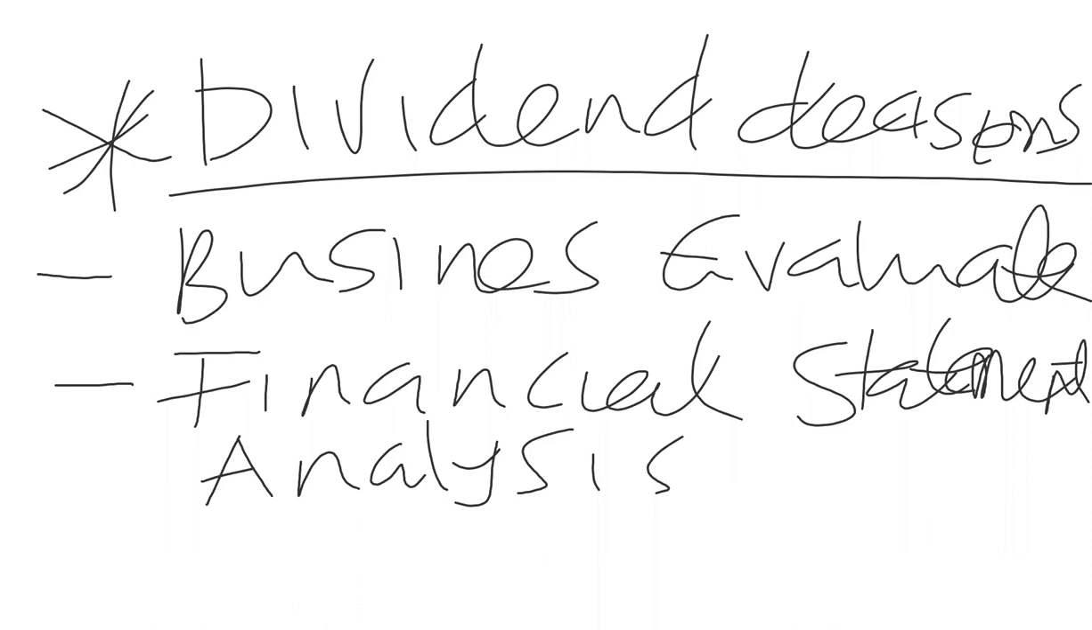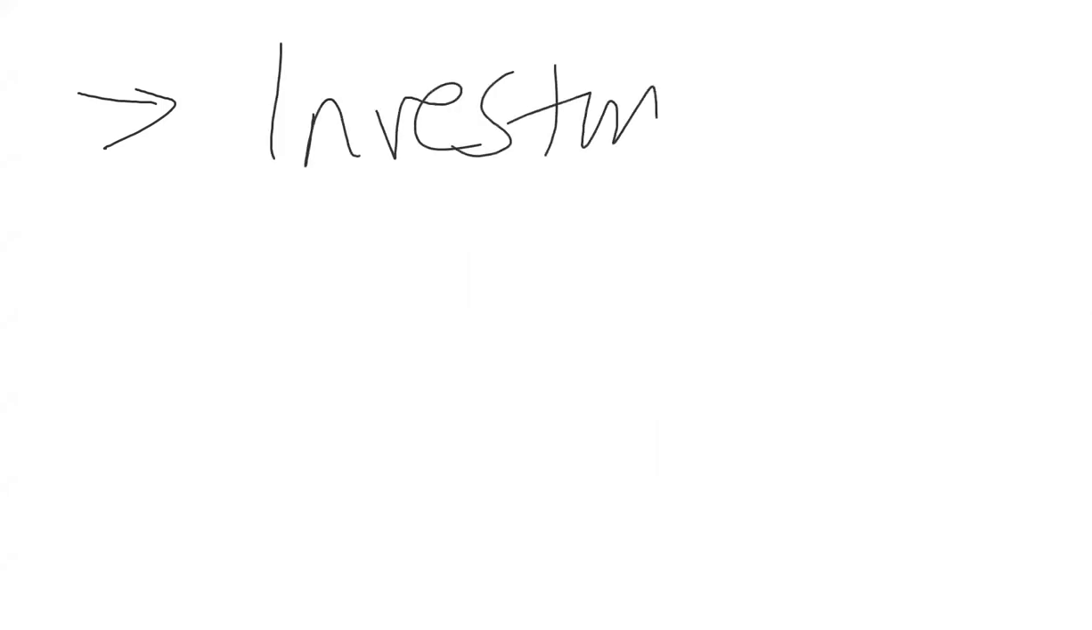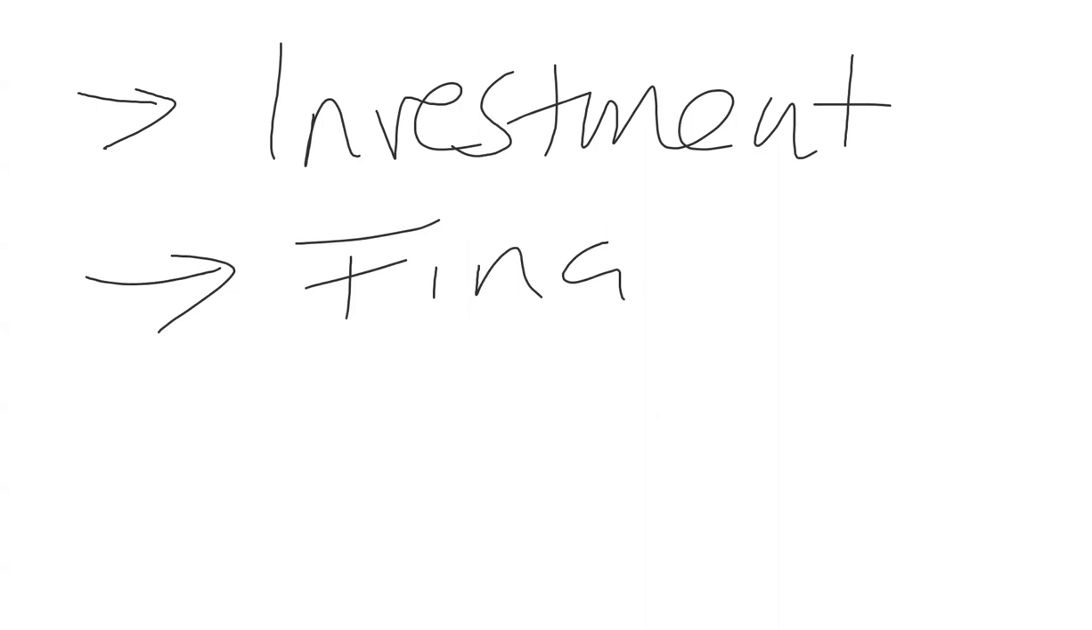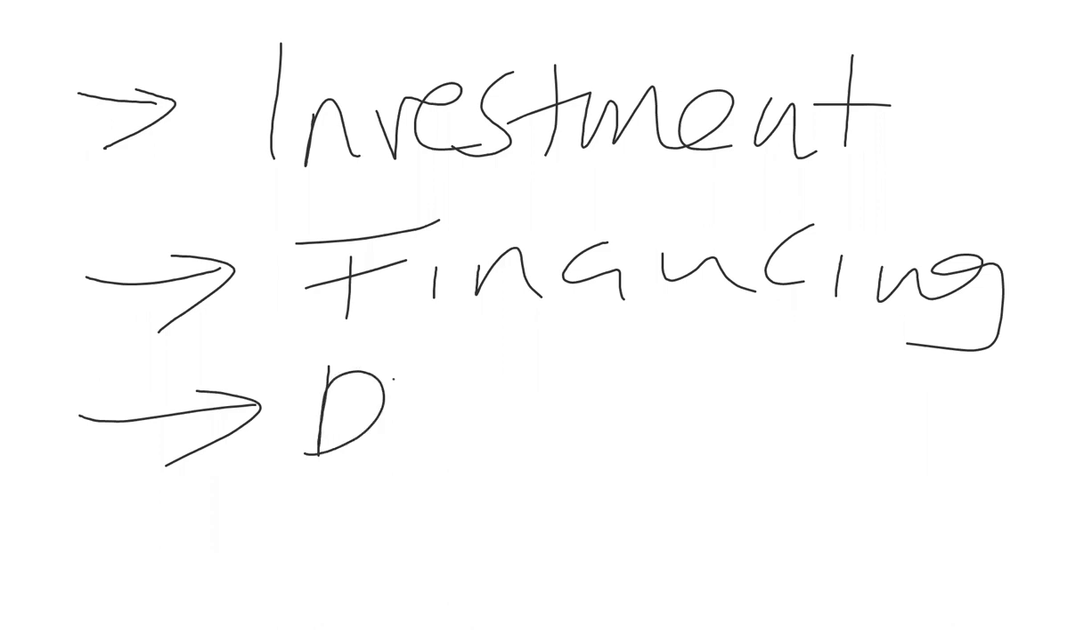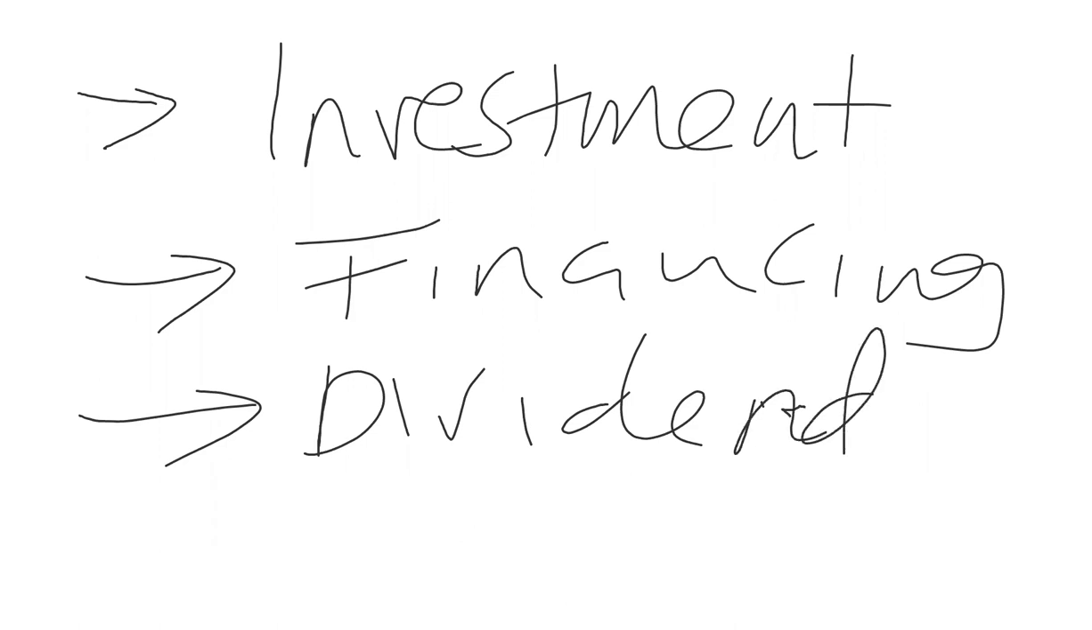So, to sum it up, how do you summarize? The major concerns of financial management are investment decisions, financing decisions, and dividend decisions. These three sets of decisions give us what is called the scope of financial management.